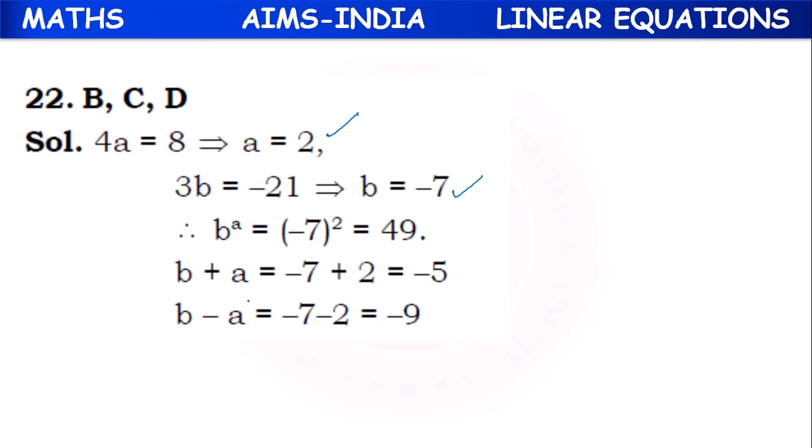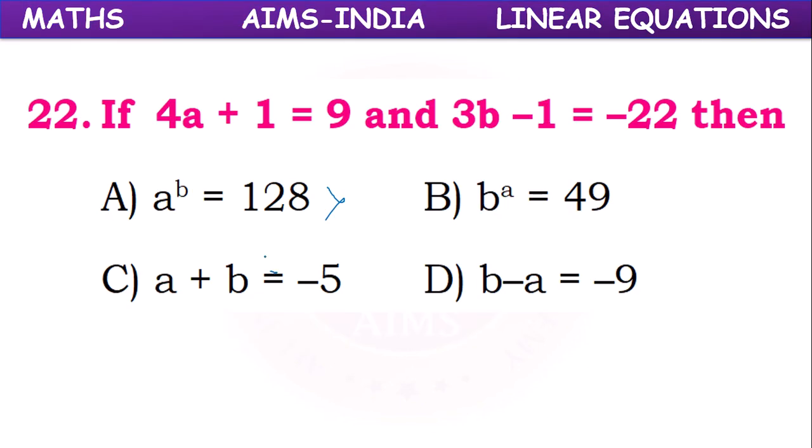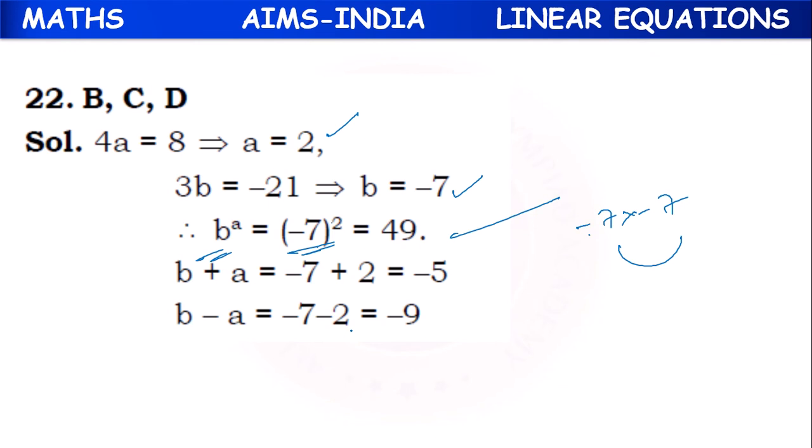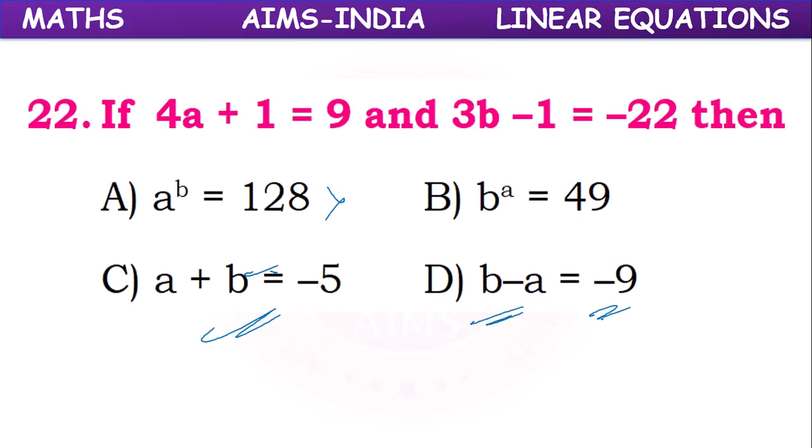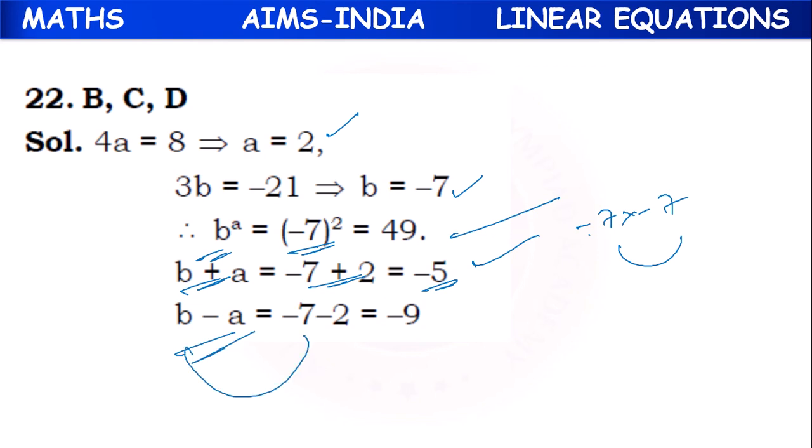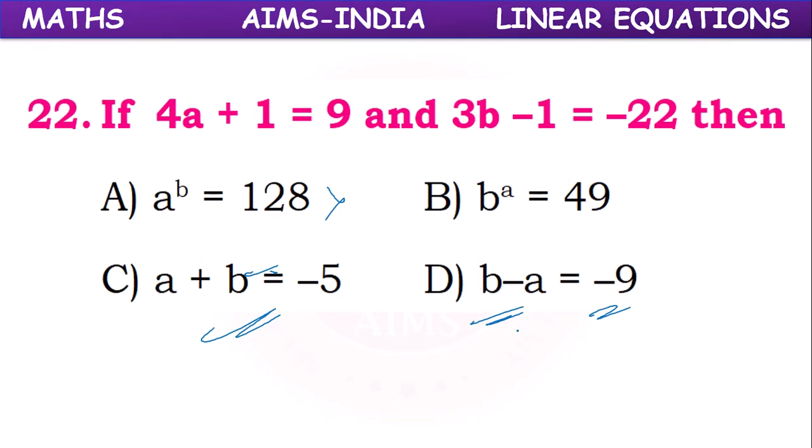B option, b power a means minus 7 whole square, means minus 7 into minus 7, minus into minus plus, 7 into 7, 49. True. C option, a plus b equal to minus 5, or b plus a, like anything we can write. Minus 7 plus 2 equal to minus 5. True. Option D, b minus a equal to minus 9. Let's substitute b value and a value. How much? Minus 9. Correct. So only A option is wrong. Remaining 3 options are correct.